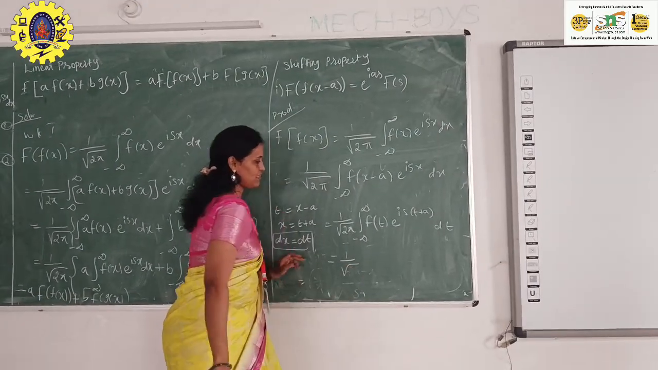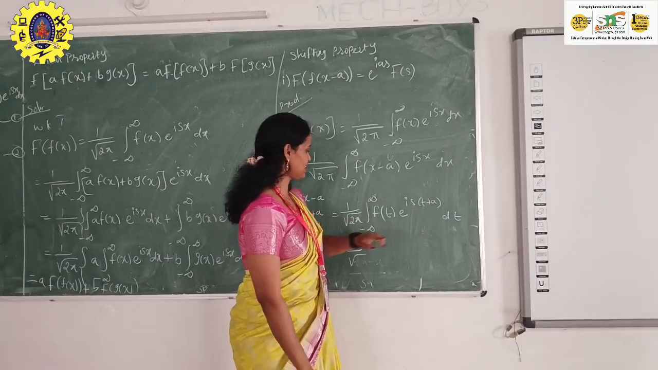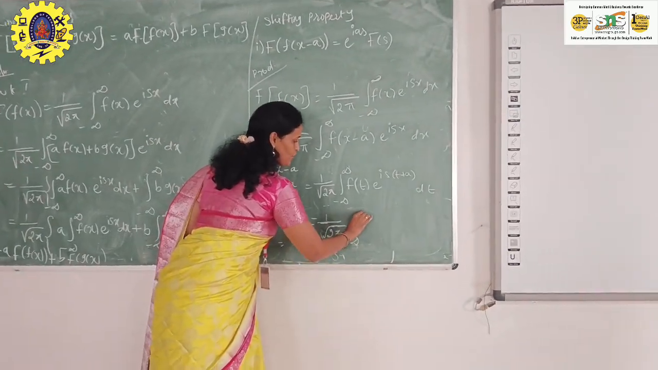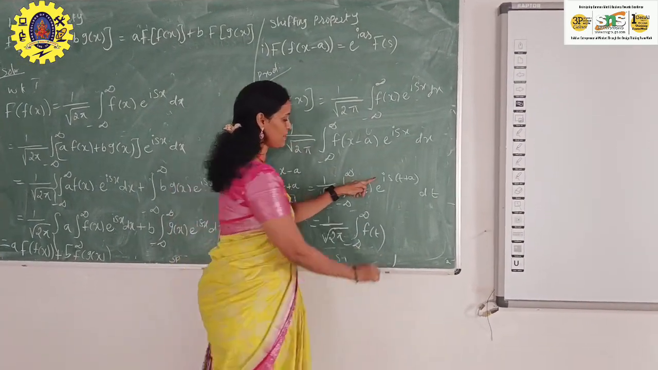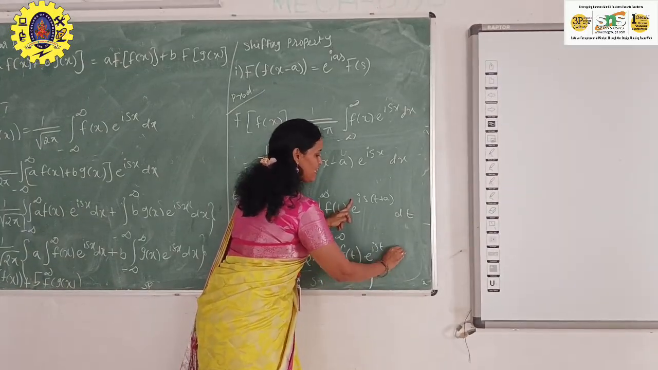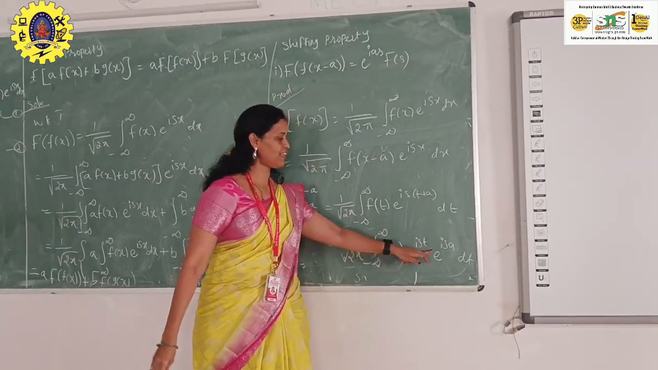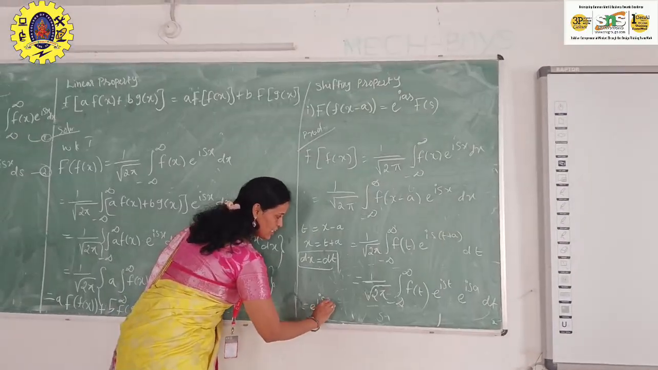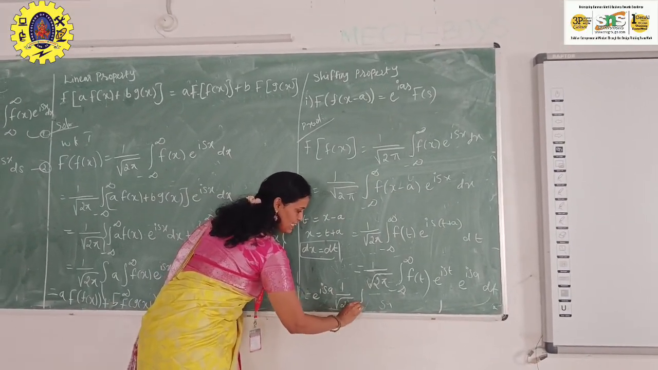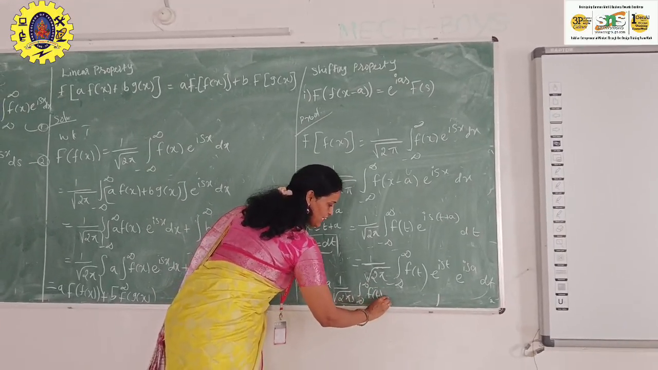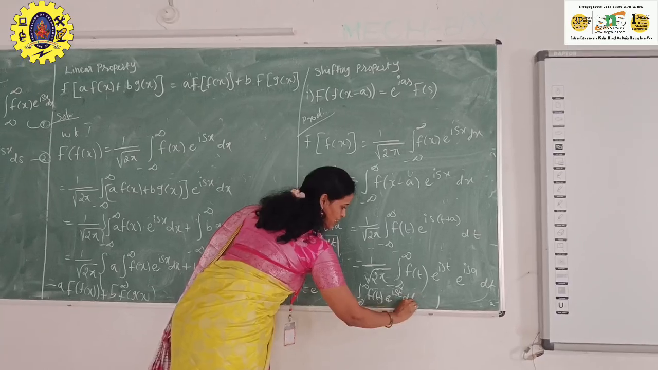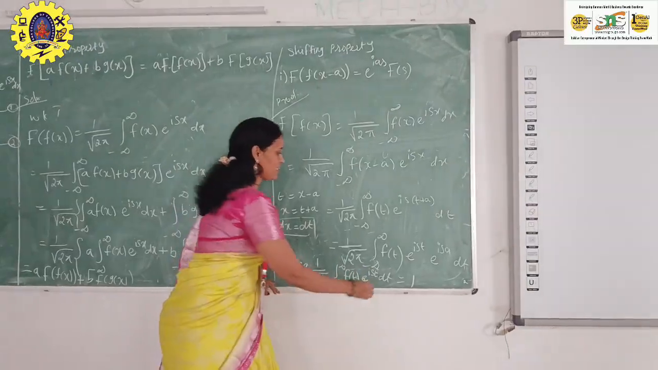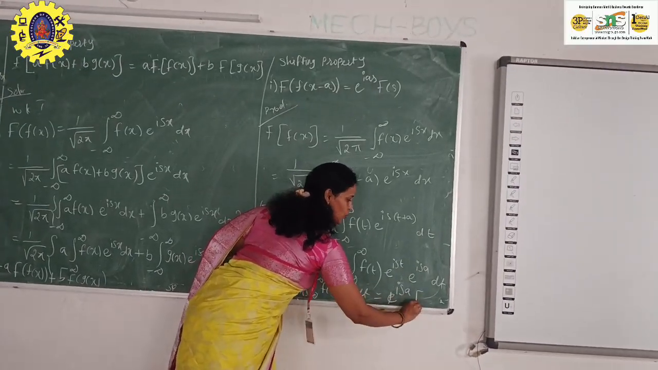Now e^(is(t+a)) splits into e^(ist) times e^(isa). So we have 1/√(2π) ∫ from −∞ to +∞ of f(t) e^(ist) e^(isa) dt. Here e^(isa) is a constant, so take it out of the integration. We get e^(isa) times 1/√(2π) ∫ from −∞ to +∞ of f(t) e^(ist) dt. This integral is nothing but F(s), so the result is e^(isa) F(s).